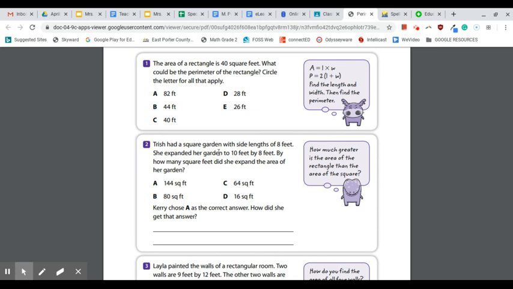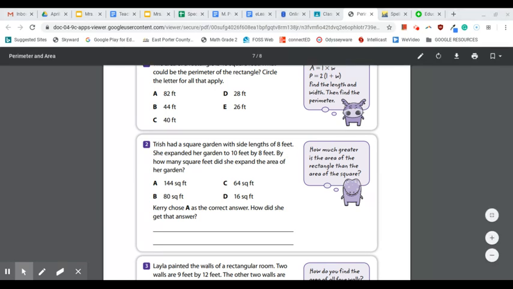Trish had a square garden with side lengths of 8 feet. She expanded her garden to 10 feet by 8 feet. By how many square feet did she expand the area of her garden? Okay, I'm going to draw a picture for this one. She had a square garden that was 8 by 8. So I am drawing on my paper an 8 by 8 garden. She expanded her garden to be 10 feet by 8 feet. So I am drawing this on my scrap paper.